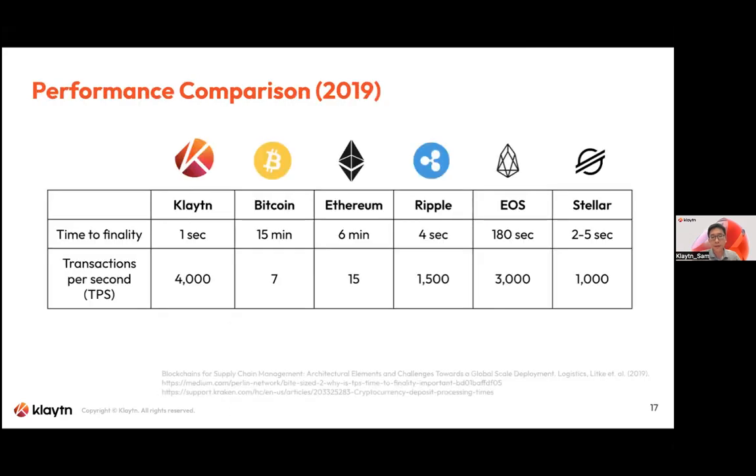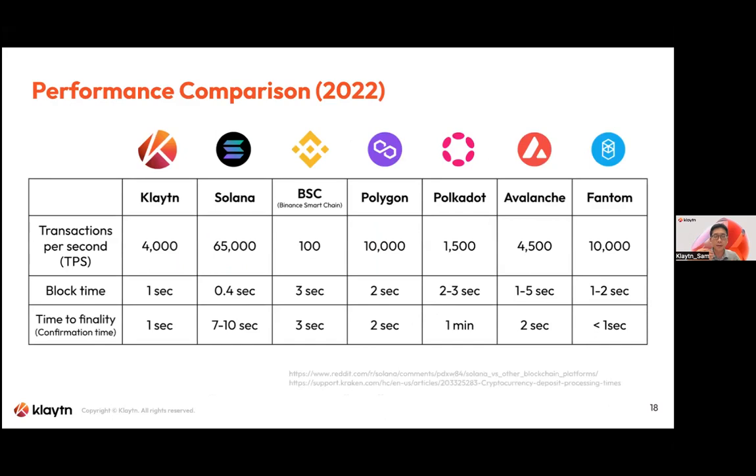Compared to other chains in 2019, these numbers, 1 second and 4,000 TPS, were quite competitive. But nowadays all the chains are improving and providing better performance, and every mainnet is trying to improve performance from a technical aspect.